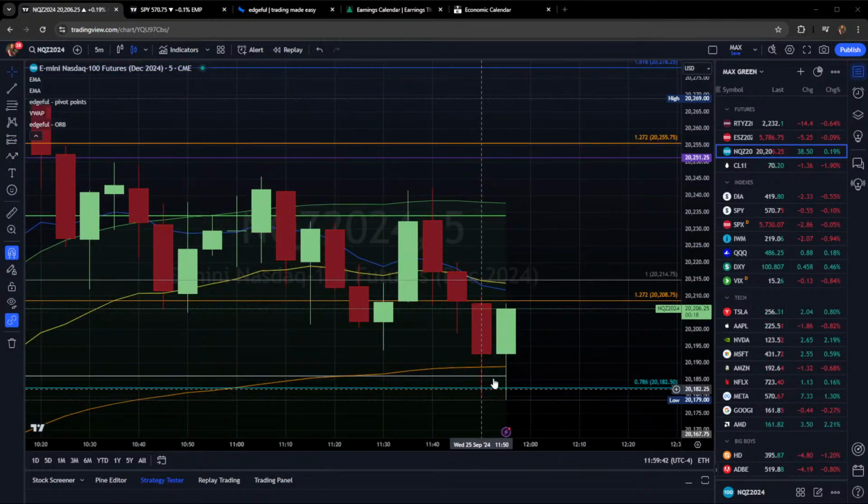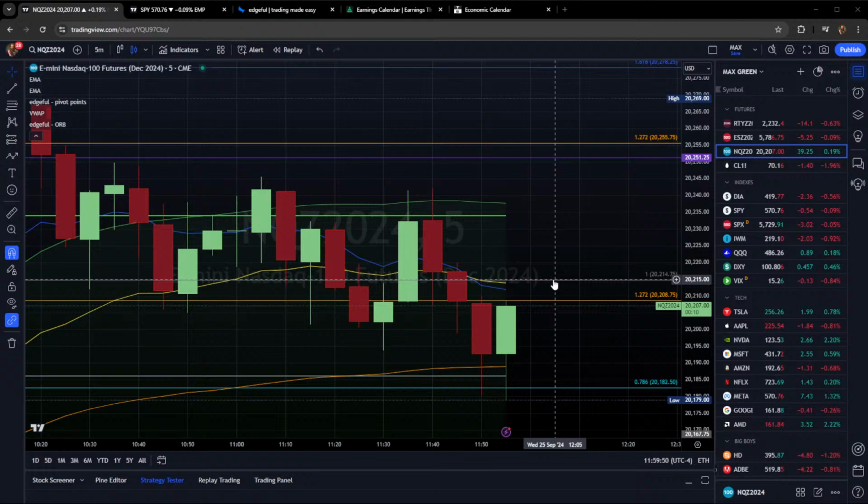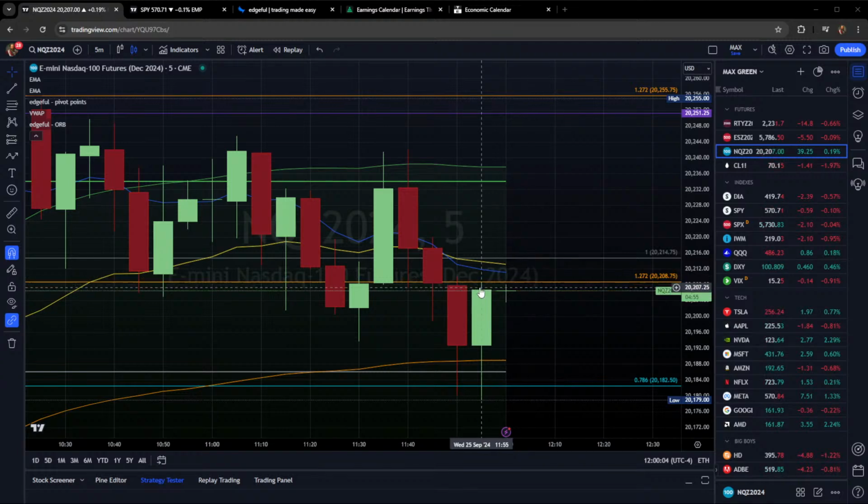This is a pretty good looking tweezer for longs. People buying off of VWAP, it would make sense that this probably goes back up to here, if it can get over this. It didn't bullish engulf. We stayed under right here.